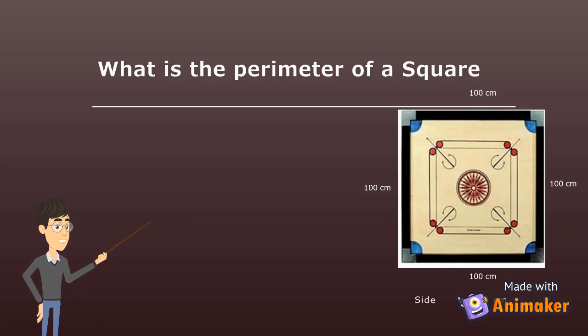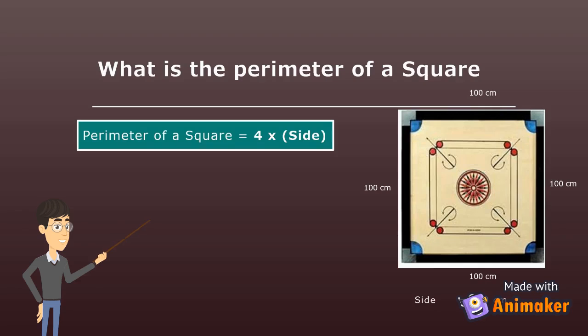Well, in this carom board, we have 4 equal sides, and each side is 100 centimeters. So, what is the perimeter of a square? It is 4 times the side. So the perimeter is 4 multiplied by 100 centimeters. That equals a total of 400 centimeters.